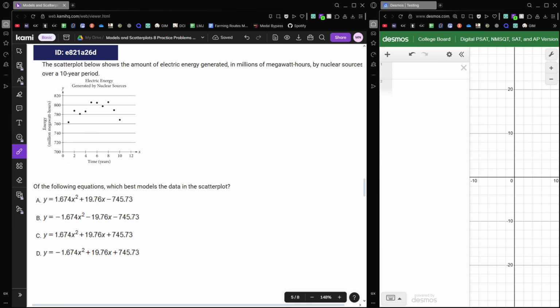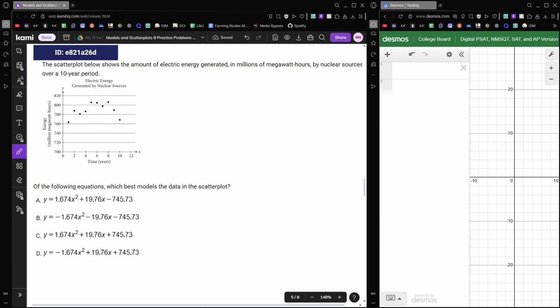Question number 5. The scatter plot below shows the amount of electric energy generated in millions of megawatt hours by nuclear sources over a 10-year period. Of the following equations, which best models the data in the scatter plot? So you can make your own equation by putting it in Desmos and using regression, but this one's also a lot easier to tell just by looking at it.